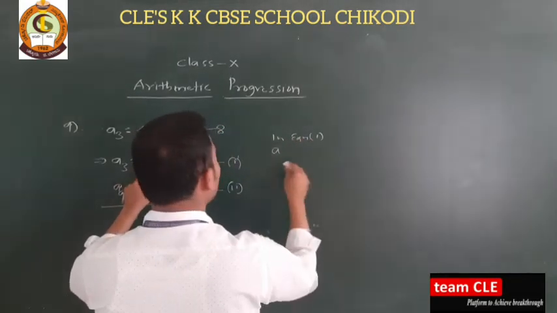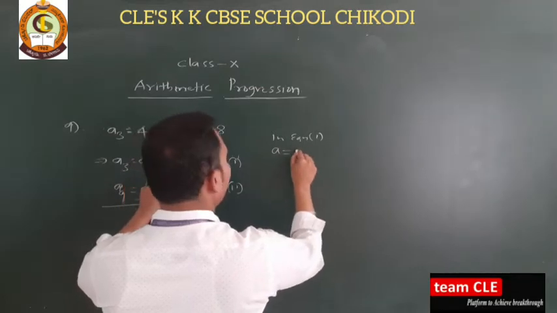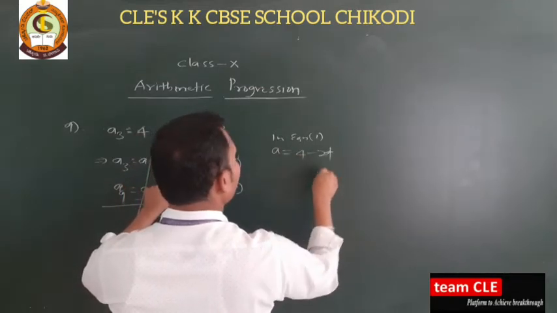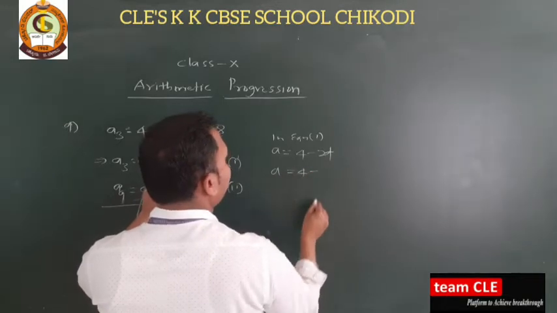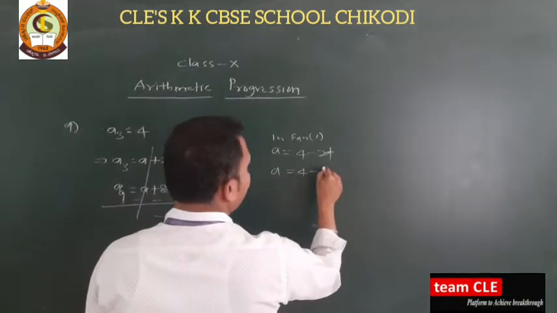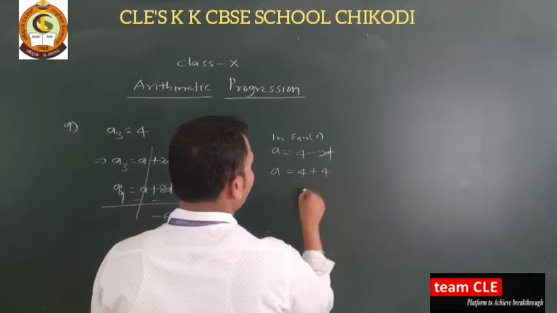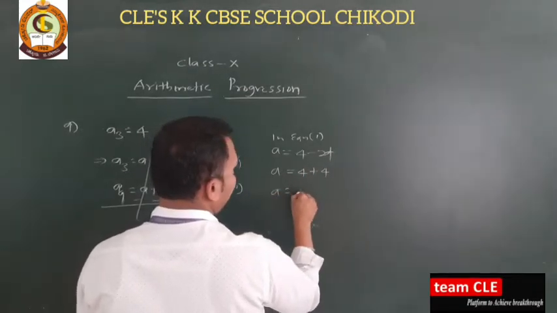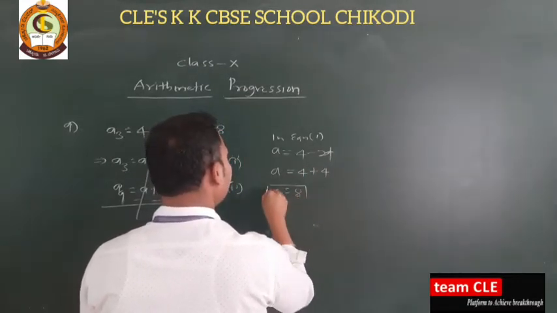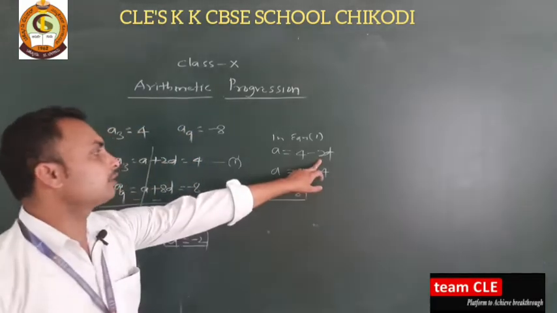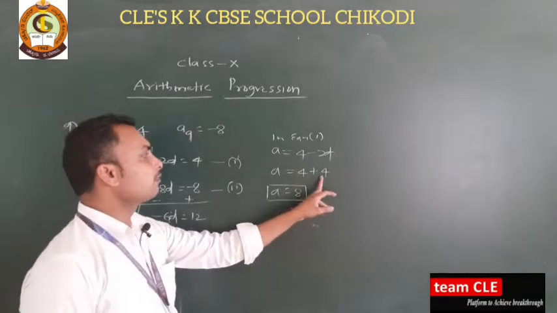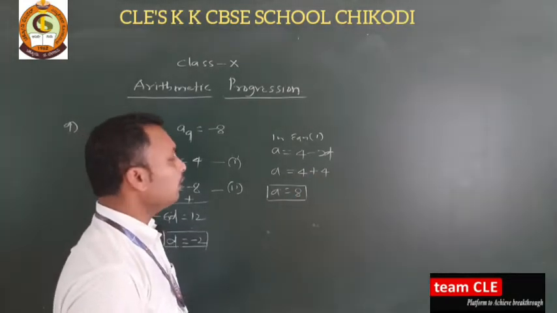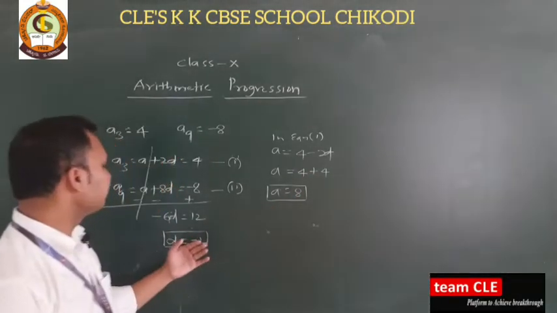In equation 1, we can write a is equal to 4 minus 2d. Now a is equal to 4, keep as it is, minus 2 into d. This is 2 into d, already it is 4. Now this is 8. A is equal to, we will get again 8. So minus, keep as it is, and this is minus. Minus into minus again will get plus. 4 plus 4 is 8. Okay, this is A and this is D.